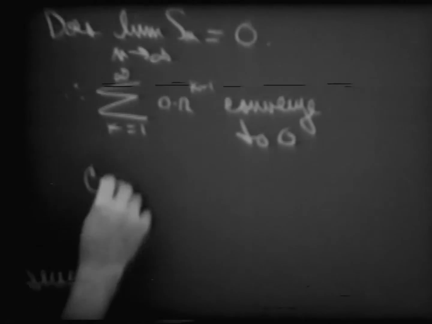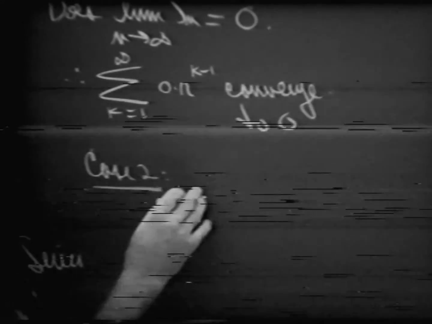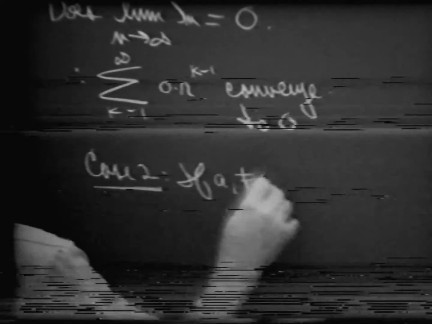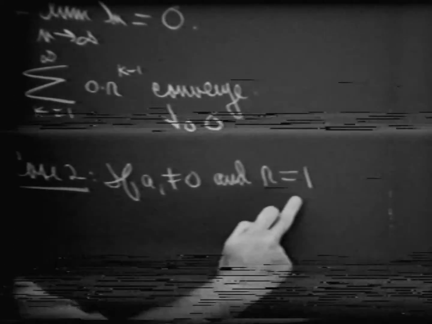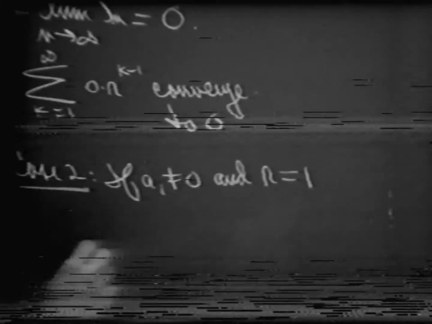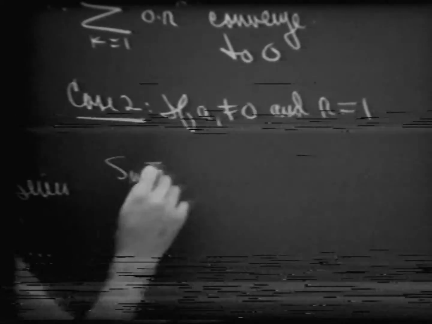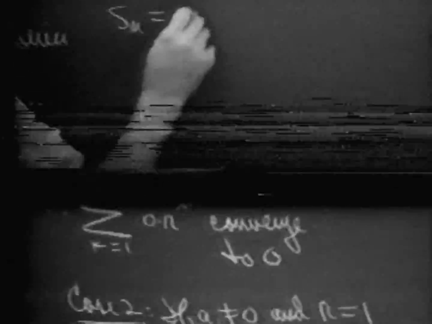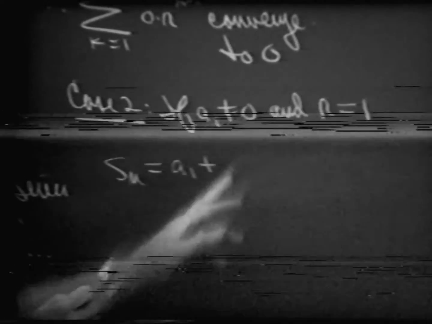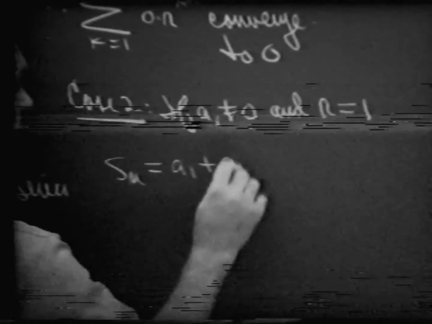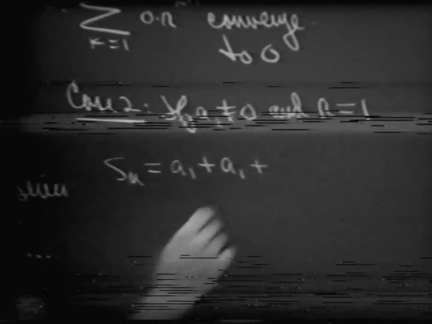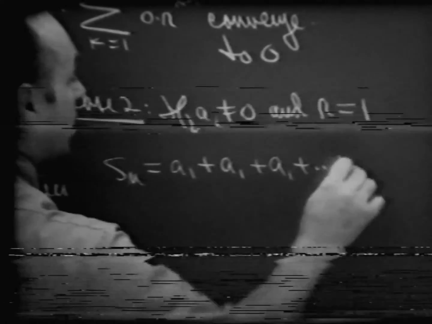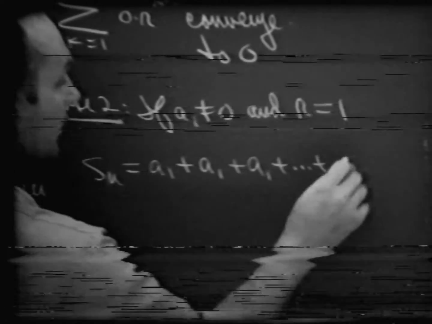So let's take that as another case, call it case 2, in which a sub 1 is not 0, and let's pick out some number r. Let's let r be equal to 1 in this case, and see what happens. Well, let's go right to s sub n. Now, if a sub 1 is not 0, and r is equal to 1, what's our first term of s sub n? A sub 1. Plus, now r is 1, so what then is our second term? A sub 1. Plus, what then is our third term? A sub 1, and so on, out to the nth term, which is a sub 1.